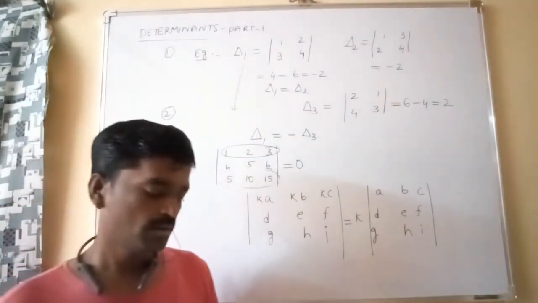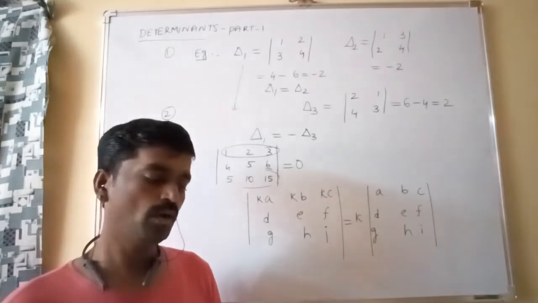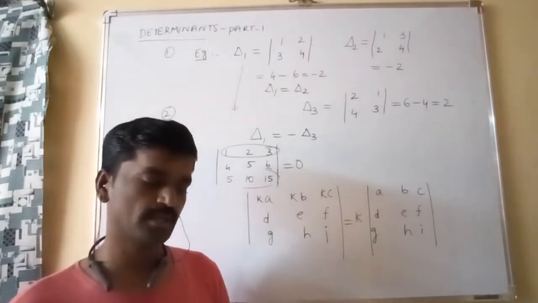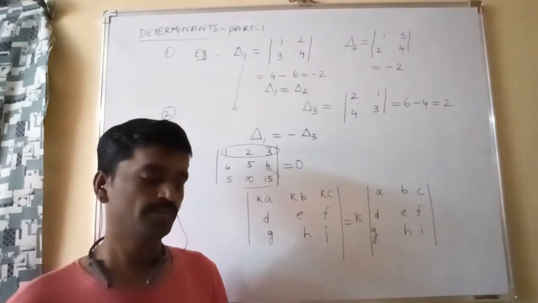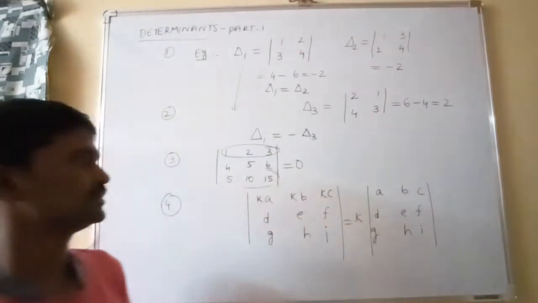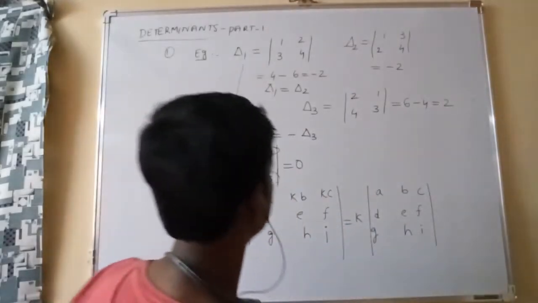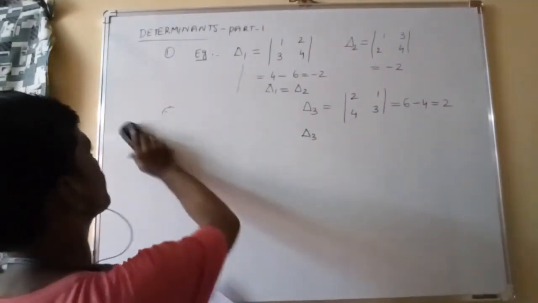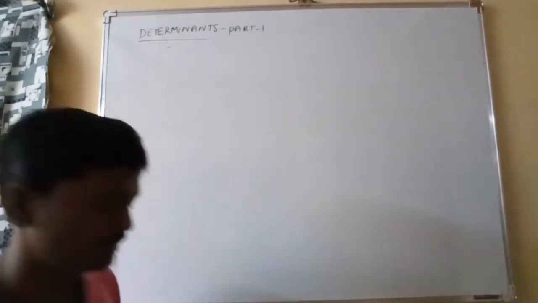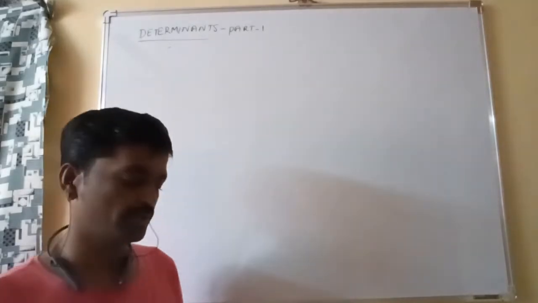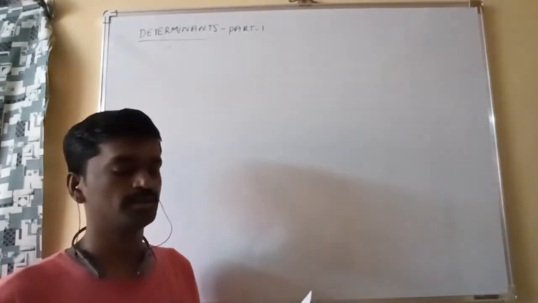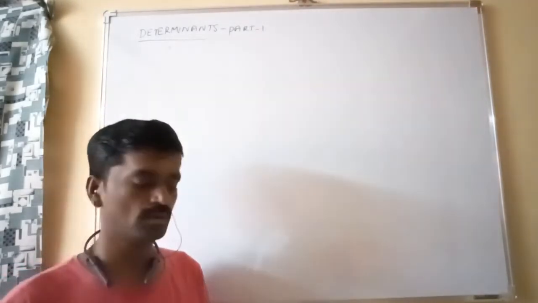Next property. If some or all elements of a row or column of a determinant are expressed as a sum of two or more terms, then the determinant can be expressed as a sum of two or more determinants. So the meaning of this property is, if some or all elements of a row or column of a determinant are expressed as a sum of two or more terms, then the determinant can be expressed as a sum of two or more determinants.